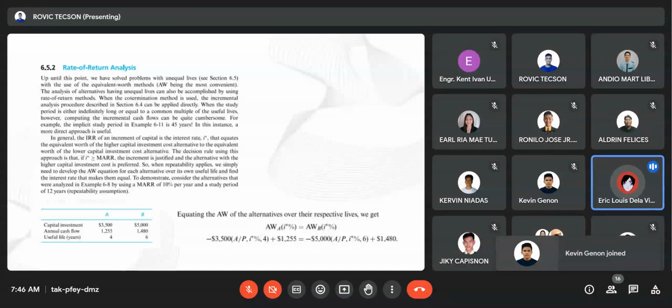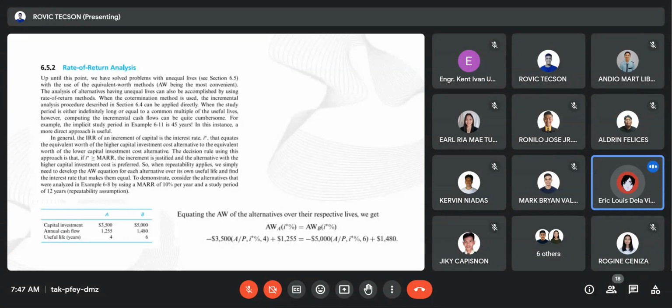However, computing the incremental cash flows can be quite cumbersome. For example, the implicit study period in example 6.11 is 45 years. In this instance, a more direct approach is useful. In general, the IRR of an increment of capital is the interest rate I that equates the equivalent worth of the higher capital investment cost alternative to the equivalent worth of the lower capital investment cost alternative. The decision rule using this approach is that if I is greater than or equal to the MARR, the increment is justified and the alternative with the higher capital investment cost is preferred.